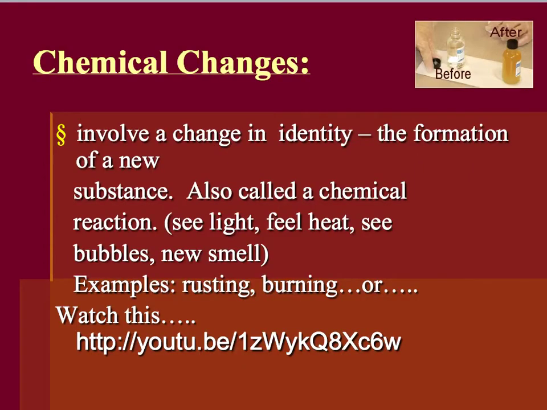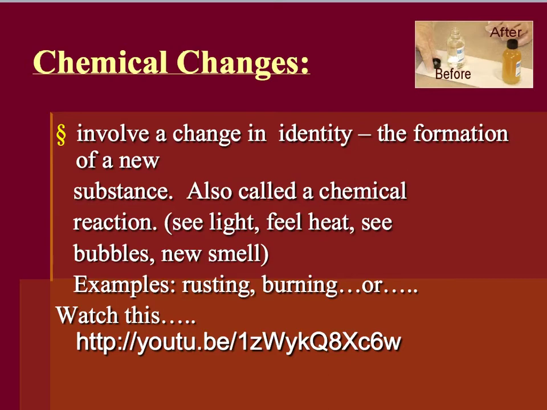Okay, so chemical changes are a little bit different. This time, with a chemical change, your sample is going to change in identity. So you're going to have a formation of a new substance. Some examples that you would see for a chemical change would be to see light produced, feel heat produced, see bubbles, a new smell, or smoke. These are all signs that a chemical change is occurring.